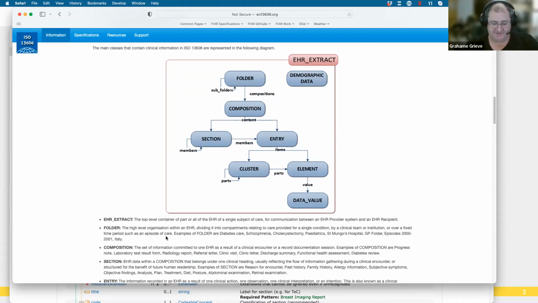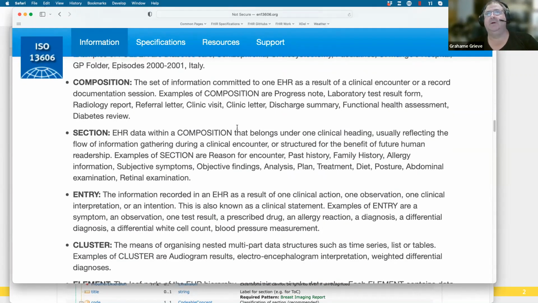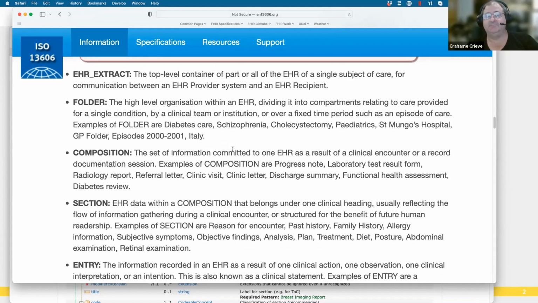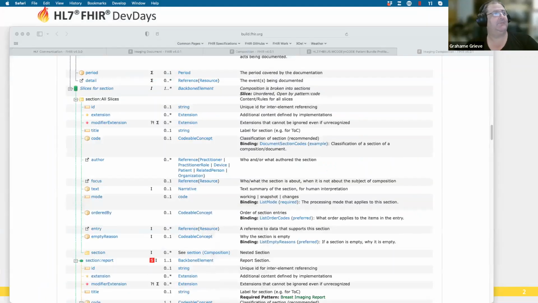13606, and the definition is here, which I'll just make nice and big. The set of information committed to one EHR as a result of a clinical encounter or a record documentation session. So meet your definition there, David. And examples are blah, blah, blah. Some of them are documents, but not all of those examples are documents. So yeah, I think we should presumably do more to expose the 13606-ness of composition to the group.